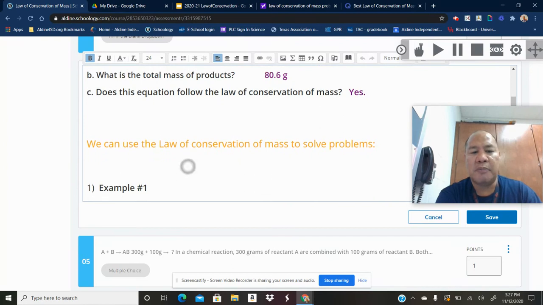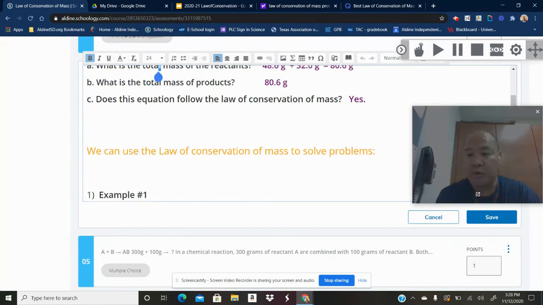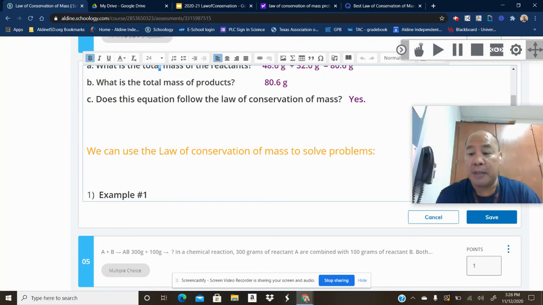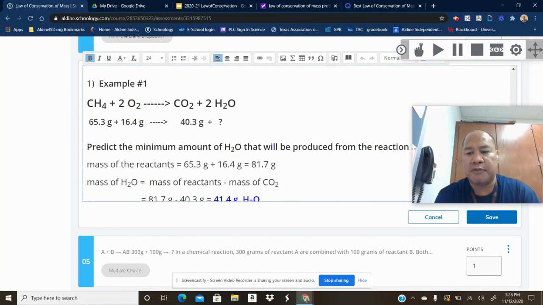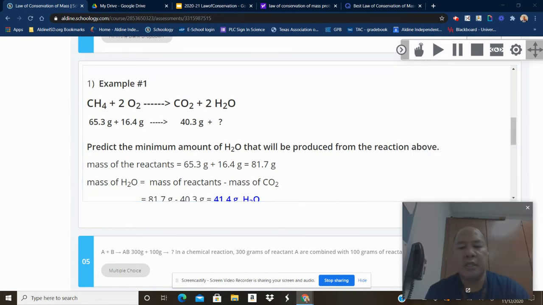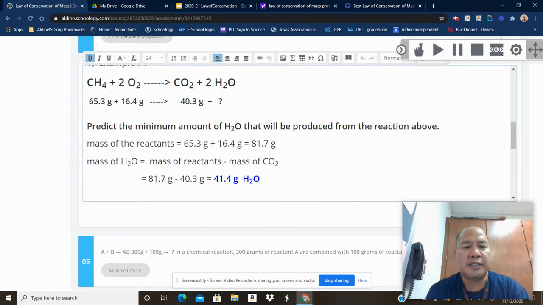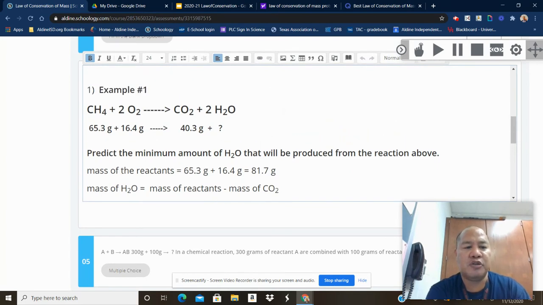So now, because we know that the masses have to be equal for the products and the reactants, we can solve problems using it. So here's an example. I will only go over a couple of them. Let's say we have a reaction where it's CH4 plus 2O2, and it produces some CO2, carbon dioxide, and some water.